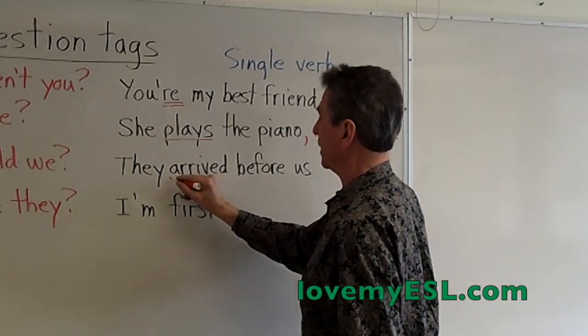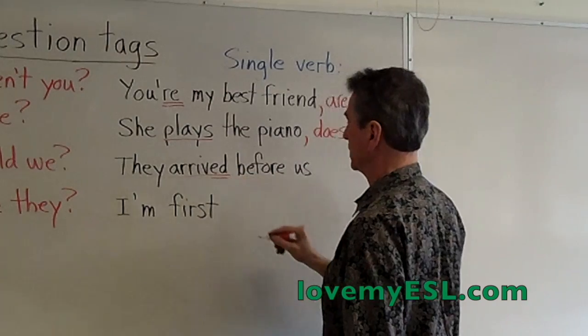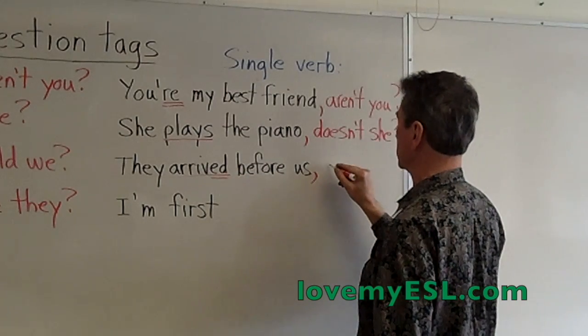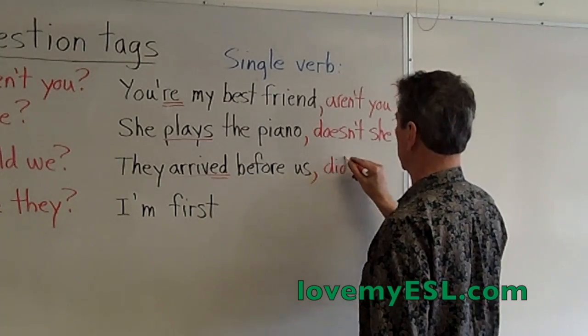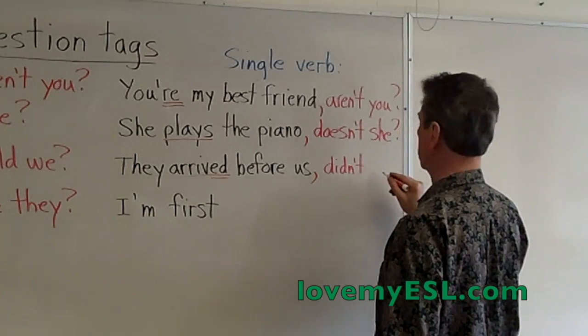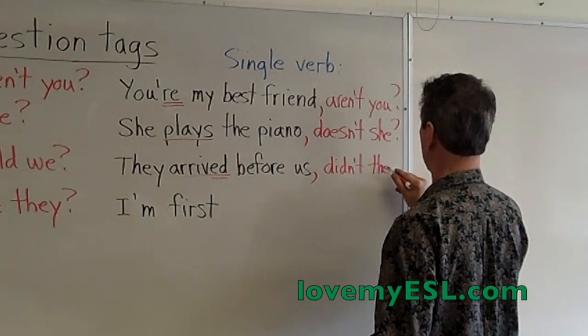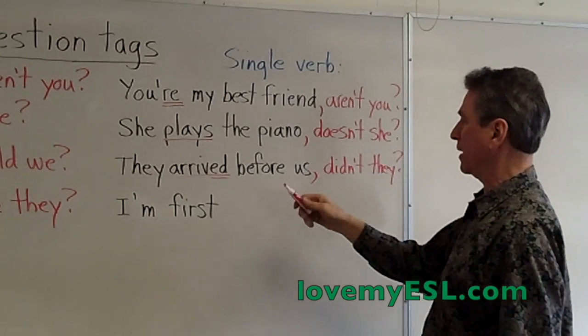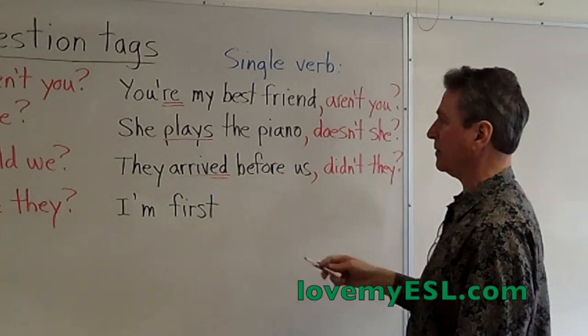They arrived before us. This is simple past tense with an ed here. So after this one, I'm going to say didn't. So again, I make it negative. Didn't they? With a question mark. They arrived before us, didn't they?